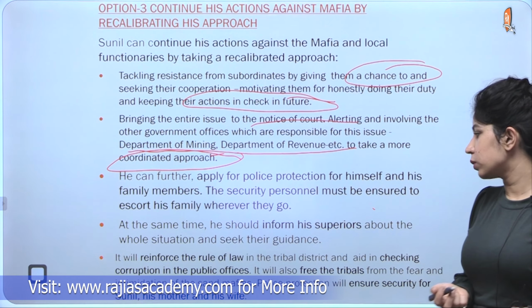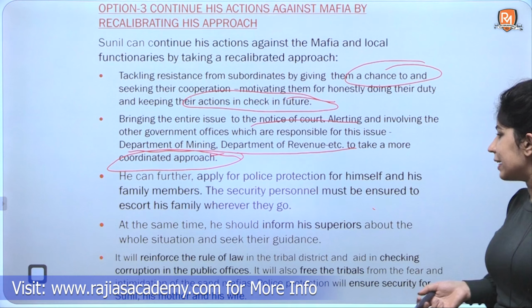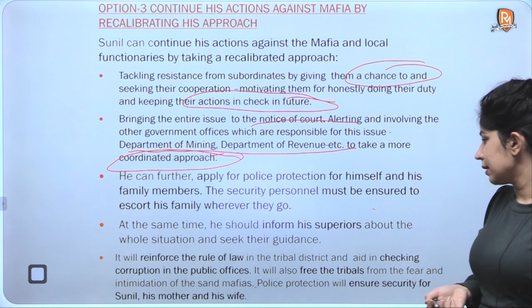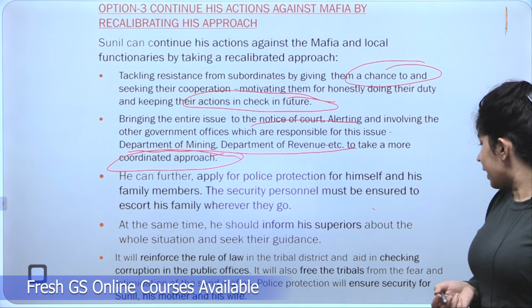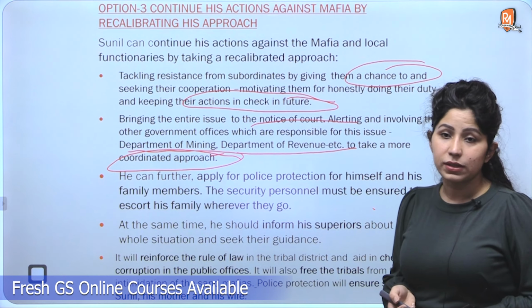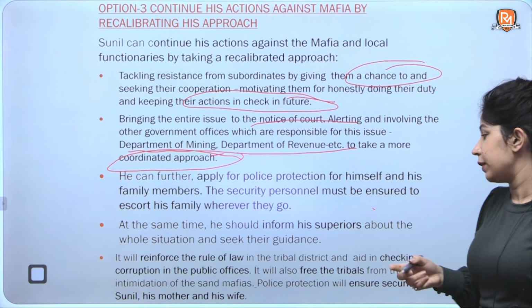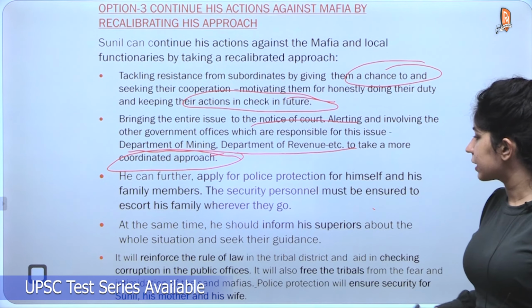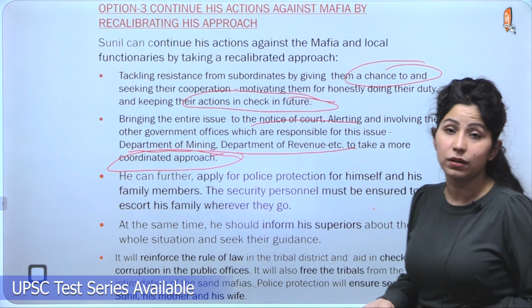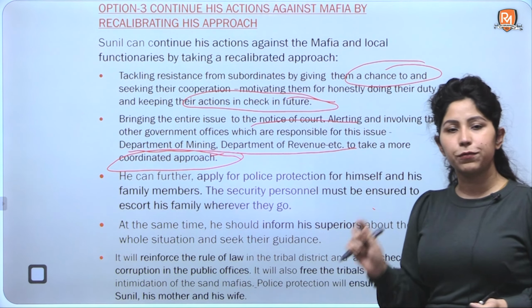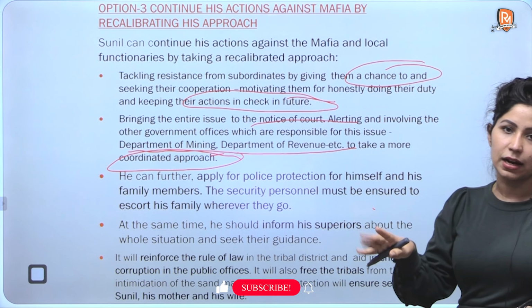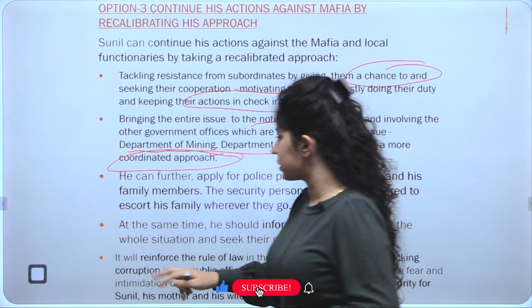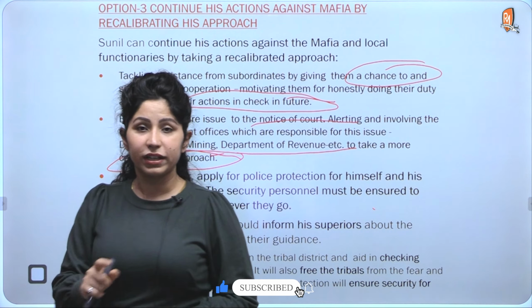So it will enforce the rule of law in the tribal district and aid in checking corruption in the public offices. It will also free the tribals from the fear and intimidation of the sand mafia. So the local people will benefit a lot. Police protection will ensure security for Sunil, his mother and his wife. His mother and wife were explicitly talked about in the case study. You can read the entire question for yourself. Whatever is given in the question, you have to note down here also.